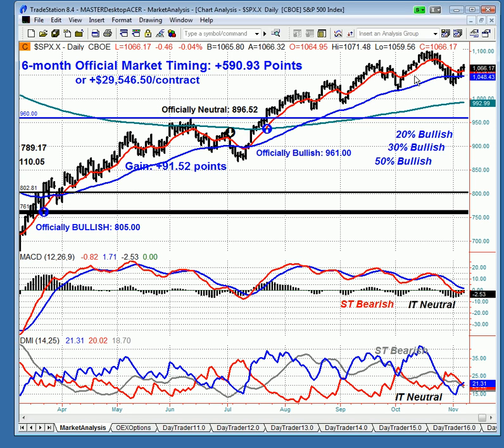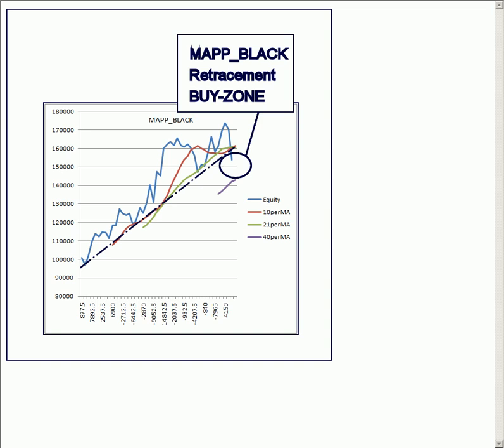In horizontal formation, just chopping around. And so that's where it stands in terms of the market. So where have our portfolios been? Let's go ahead and take a look.